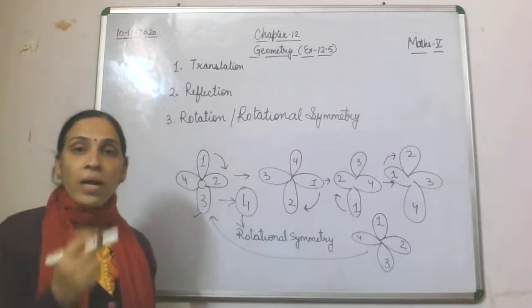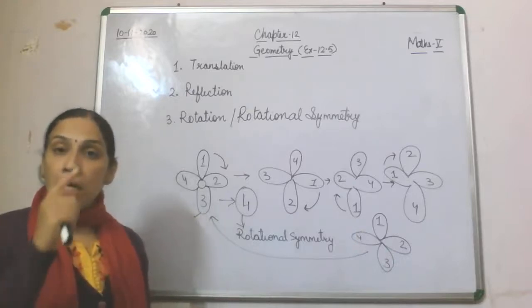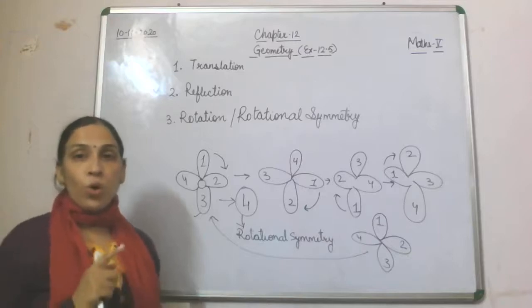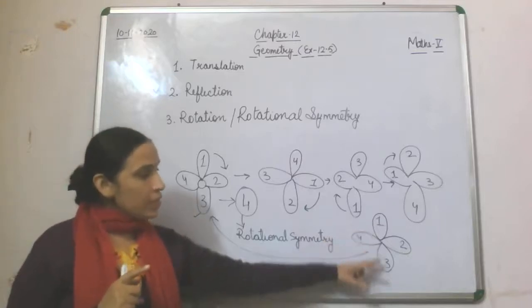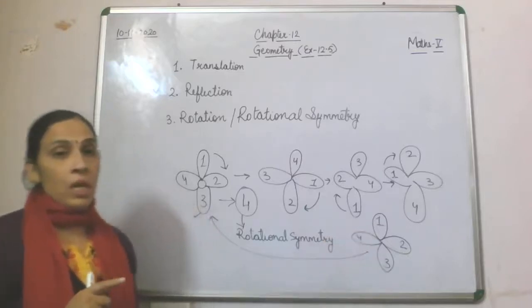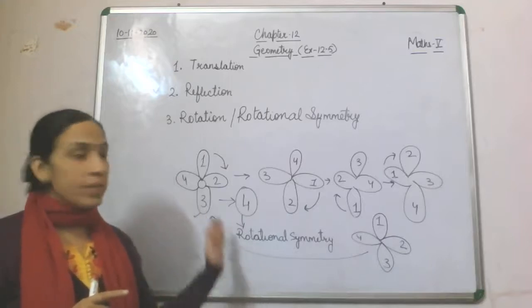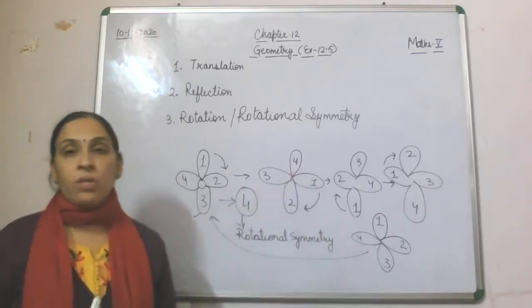If the position of fan 1 is changed, accordingly the position of each number is going to change. Now how many times did we rotate it? 1, 2, 3 and 4.